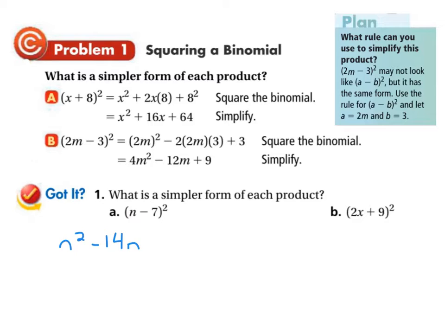Okay? And finally, we have to square this last term. What is negative 7 times negative 7? It is positive 49. And if this is negative in here, the only term that's going to be negative is this middle term, okay? Because anytime you square this, you're going to get a positive because you're squaring. Anytime you square this, you're going to get a positive because you're squaring, okay?